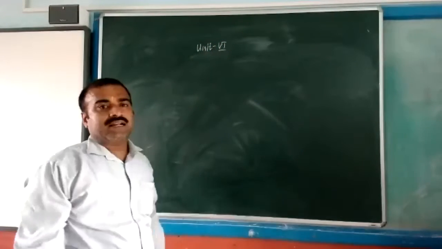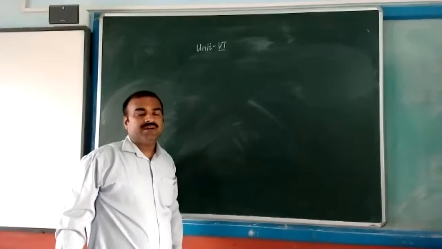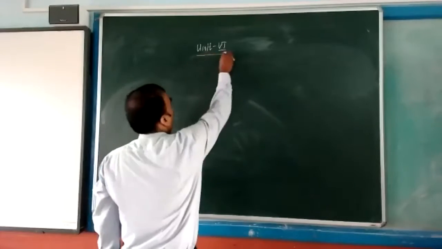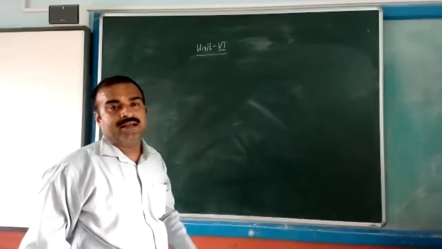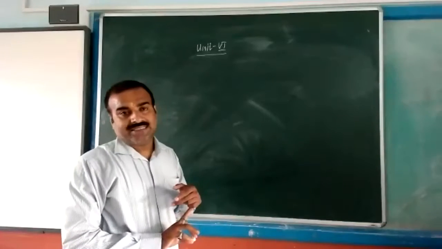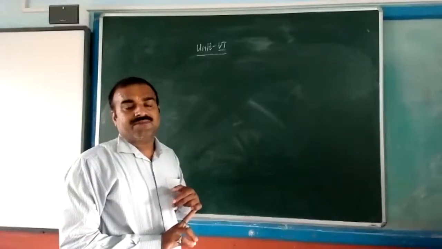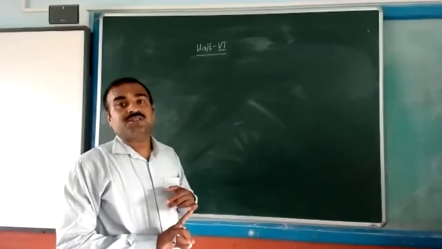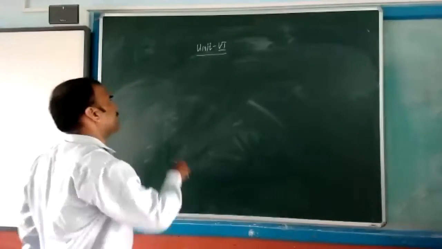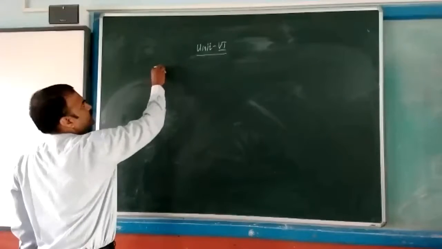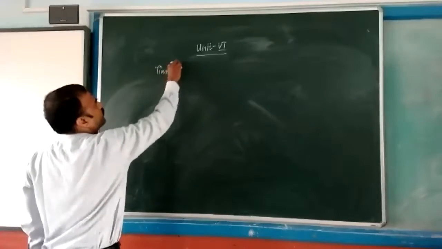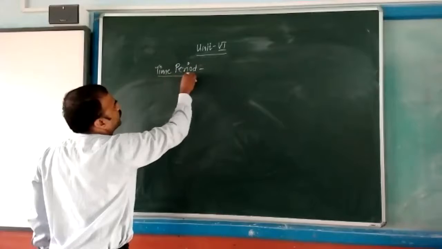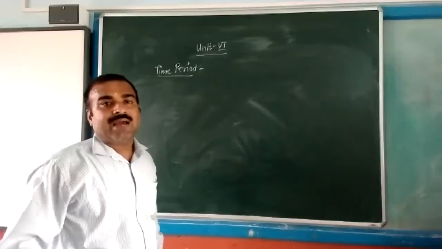Some definitions related to the simple pendulum were already explained. What definitions have I explained? I have explained the definition of oscillation, the definition of amplitude, and also the definition of time period. How we can define time period, I have already explained.